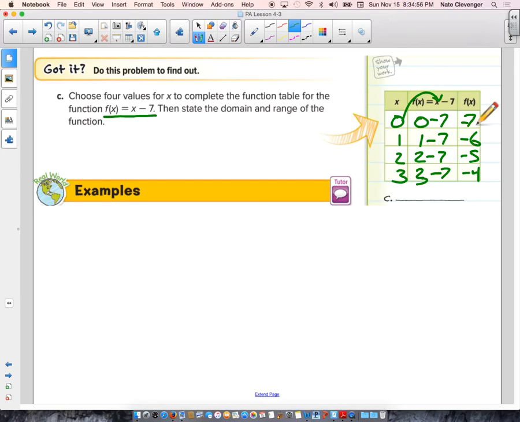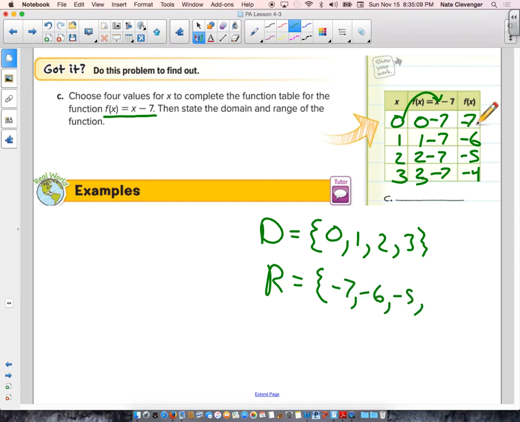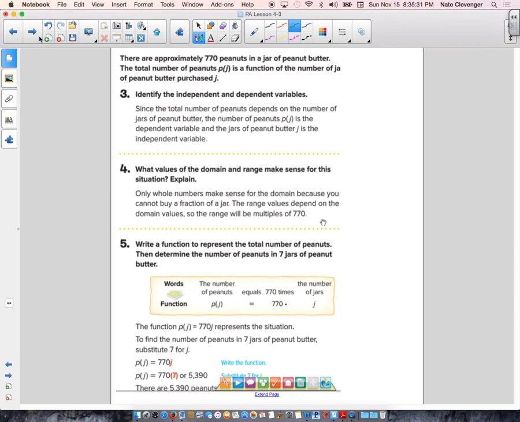So the last part then is to state your domain. The domain is 0, 1, 2, 3, and then state the range. The range that I get is -7, -6, -5, -4. Depending on the values you choose for your domain will determine your range. And you may pick values that are different than what I chose on these. And that's okay. As long as you do your arithmetic correctly, then your domain and your range will be fine, whatever you get.